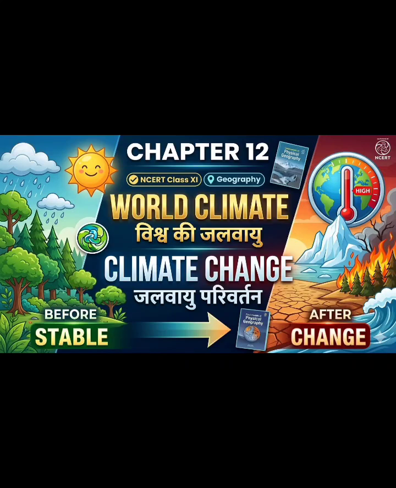Next is tropical wet climate or Af. Tropical wet climate is found near the equator. The major areas are the Amazon basin in South America, western equatorial Africa and the islands of the East Indies.